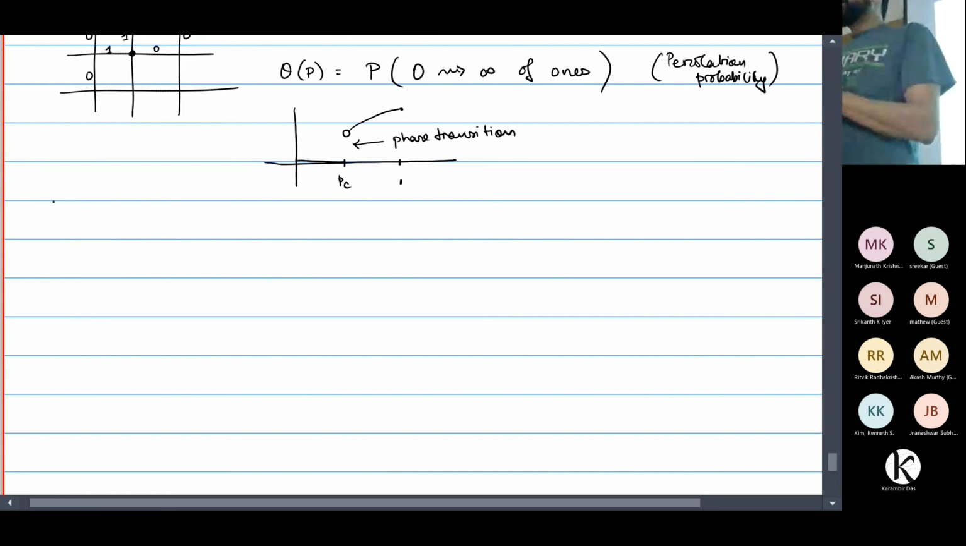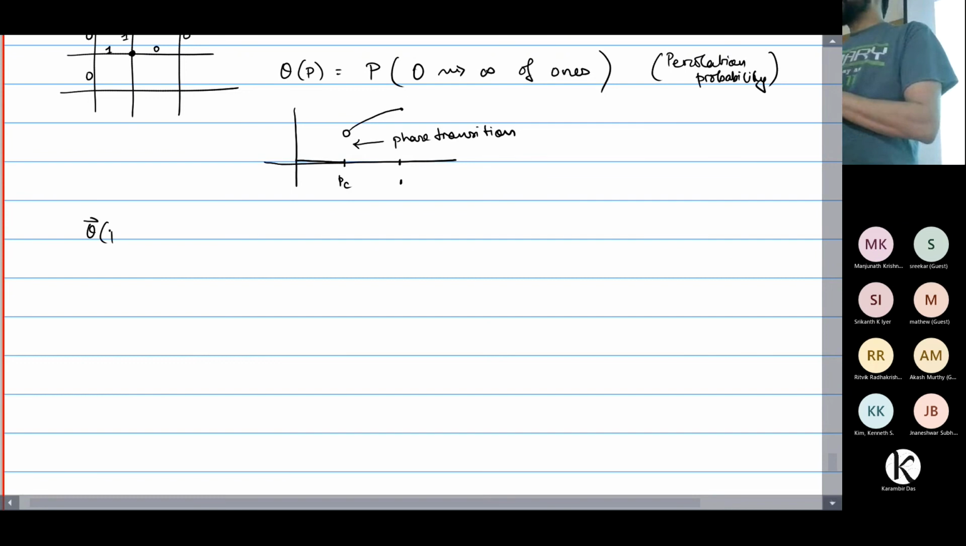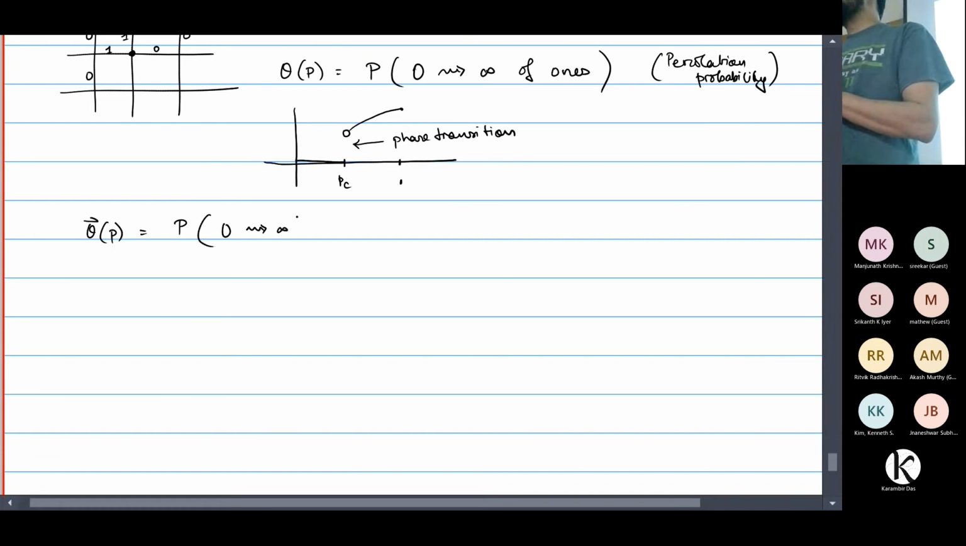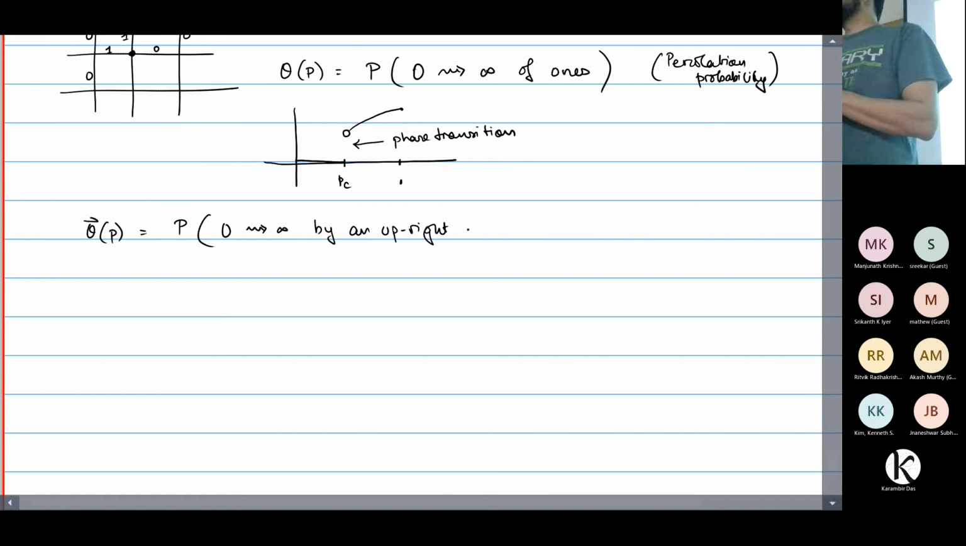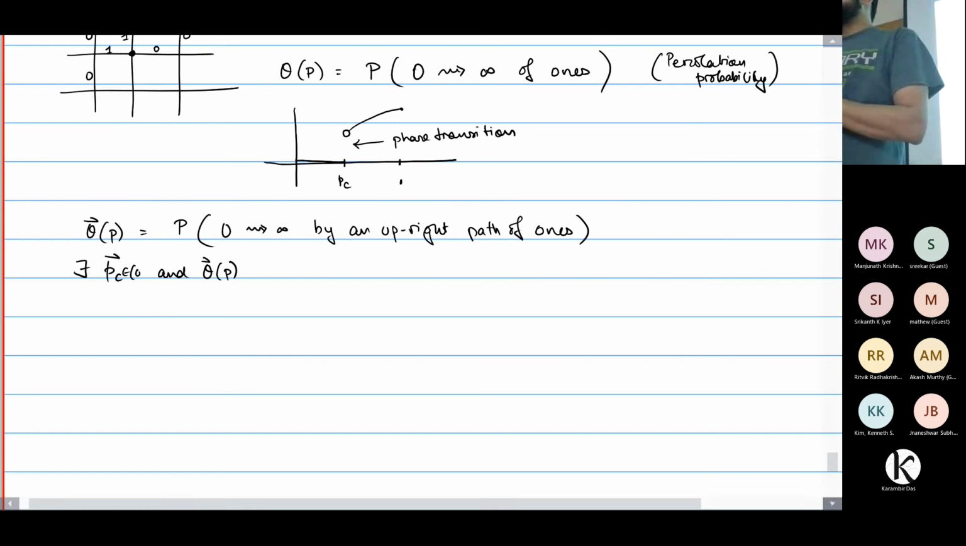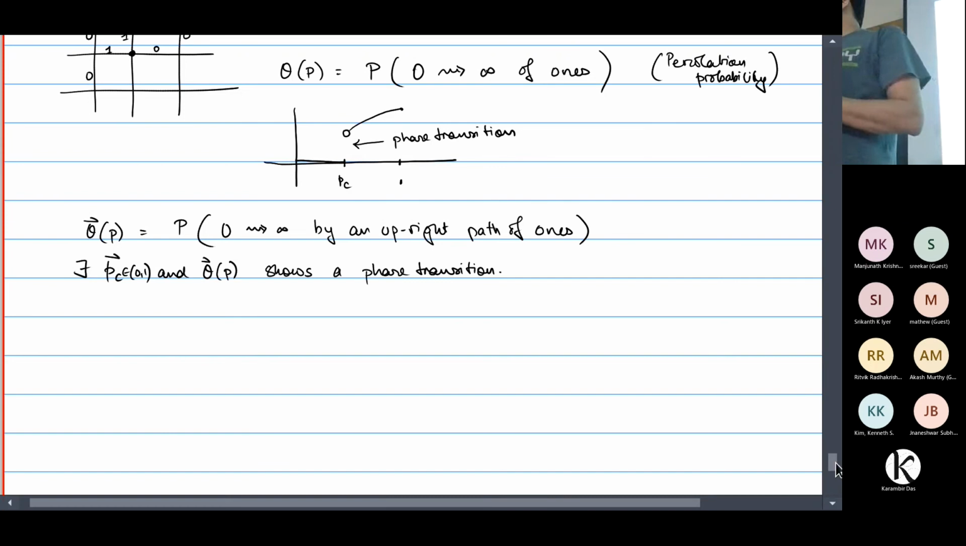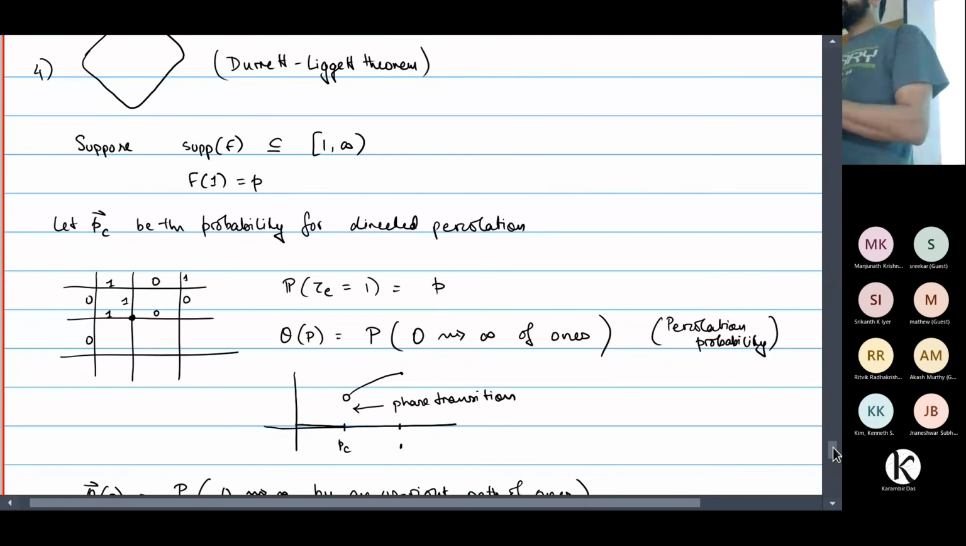So now, if I restrict to paths, or rather, if I say theta arrow P is P, 0 is connected to infinity by an upright path of ones, then there exists PC hat and theta P in 0, 1, and theta P shows a similar phase transition. And so this is the P hat that I have here, or P arrow that I have here. Vector P TC that I have here.